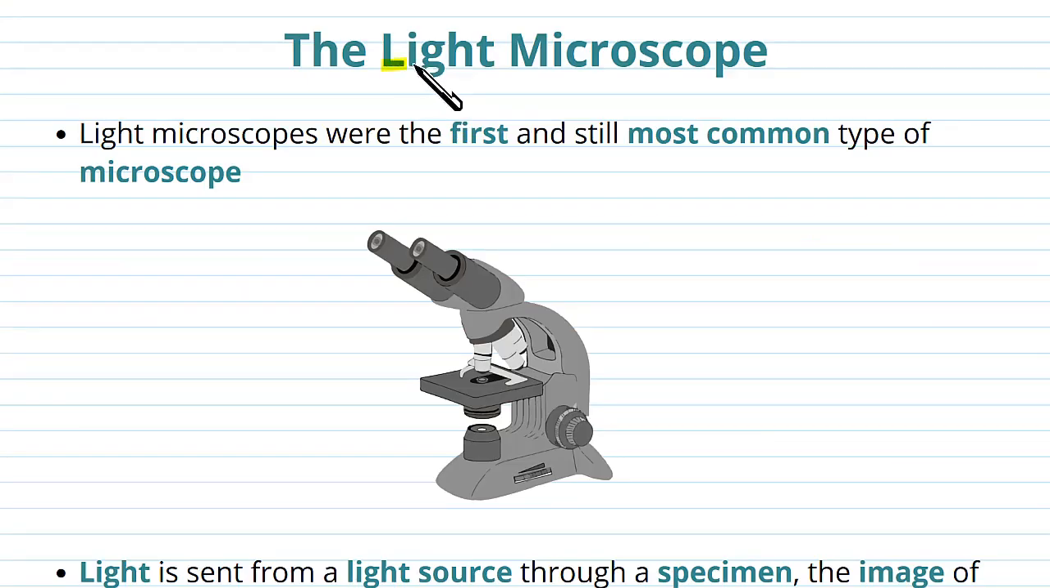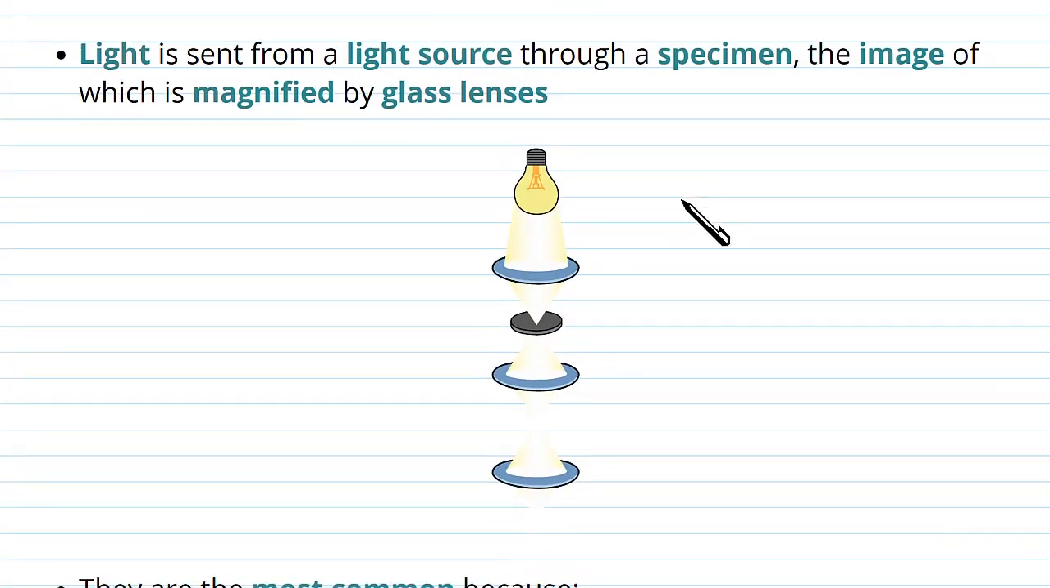So let's talk about the light microscope as a piece of equipment. They were the first ones to be designed, and they're still the most common ones that are used compared to other types of microscope. Basically, we use light coming from a light source at the bottom of the microscope, and we pass it through the specimen which has been put onto a glass slide. The image of this goes through, and then it gets magnified again into our eyes.